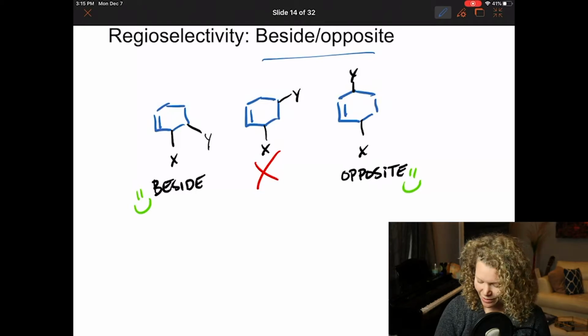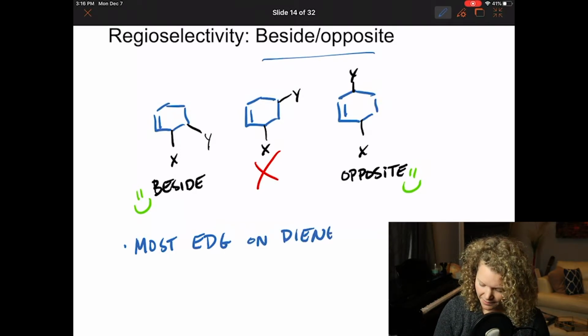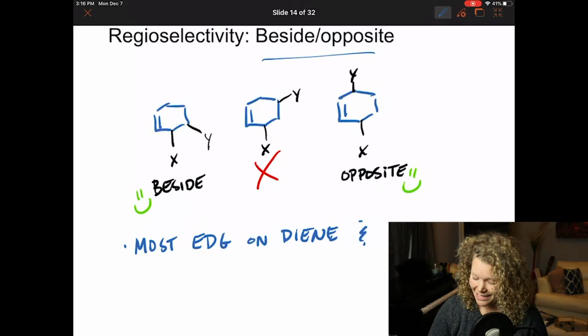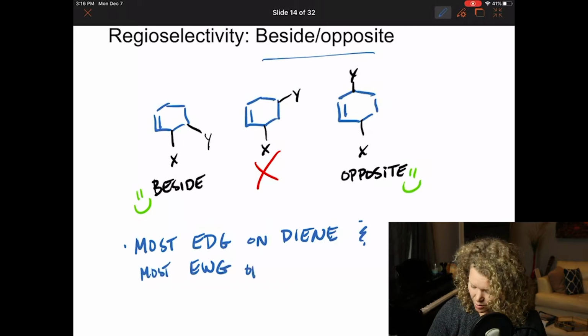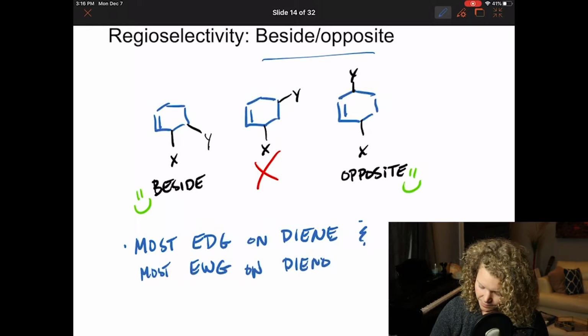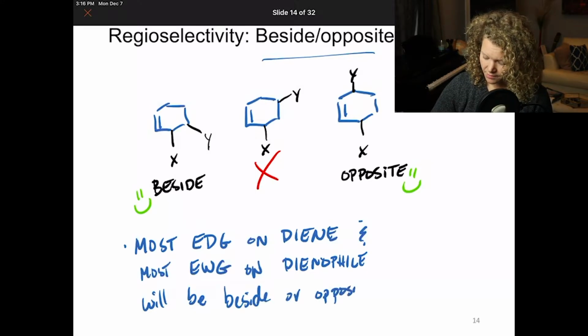So let's write this rule out again. The most electron donating group on the diene, okay, and the most electron withdrawing group on the dienophile will be beside or opposite of each other.